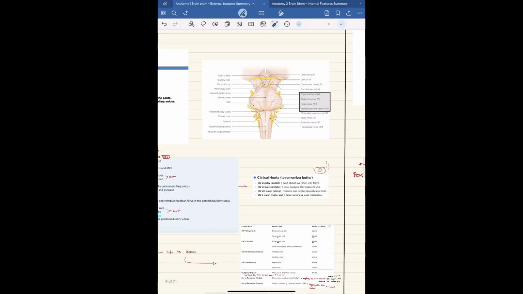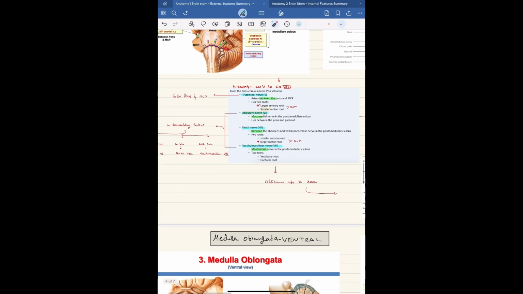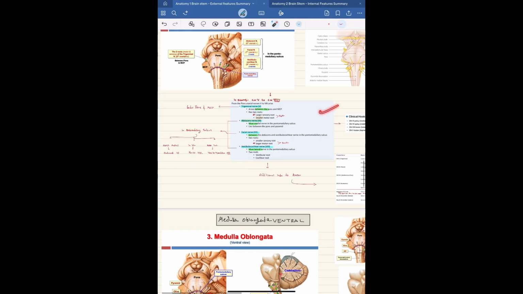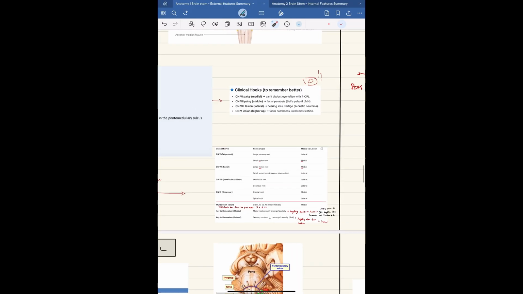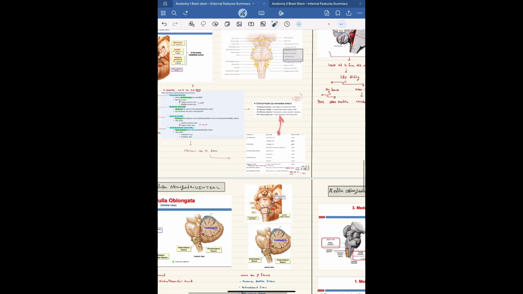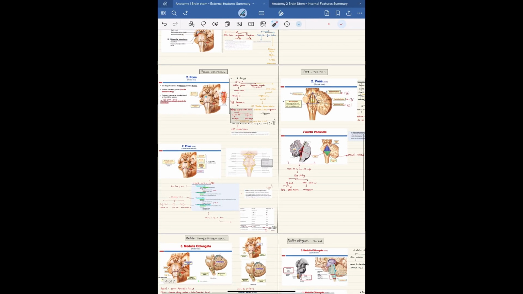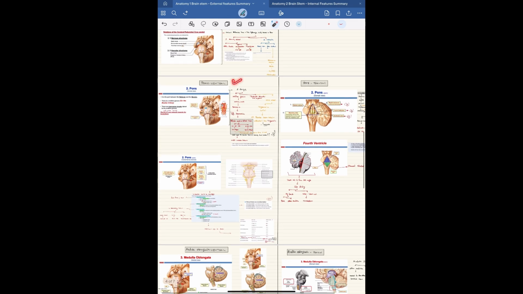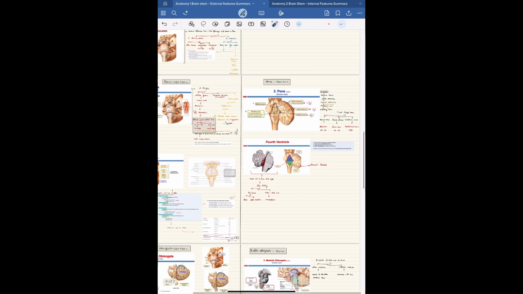Here's an external picture for you to see the features, and these are the notes for you as well, just to enhance your understanding of these two. Alright, now we are done with the ventral. Let's go dorsally.